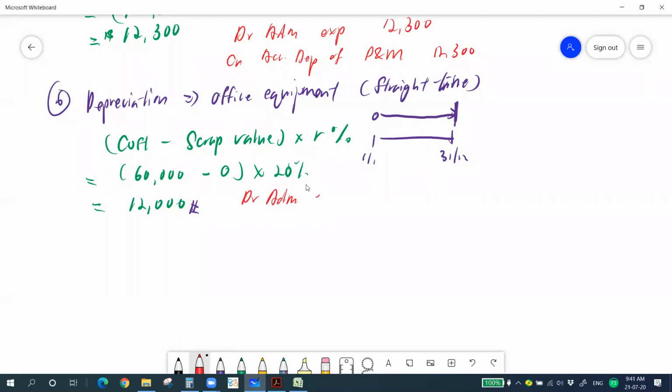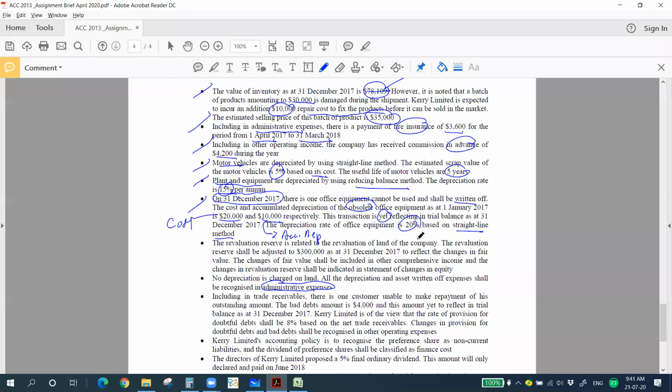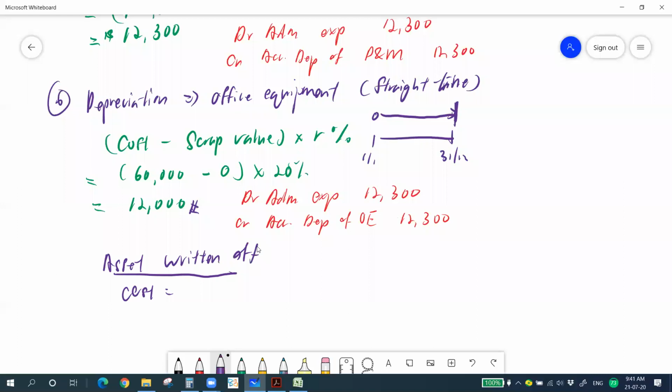We debit admin expenses 12,300, and then we credit accumulated depreciation of the office equipment 12,300. Next, we need to determine the written off. For the asset written off, the cost is which one? 1, 2, 300. Which one? Hey, sorry. I think I followed the previous one. Sorry.